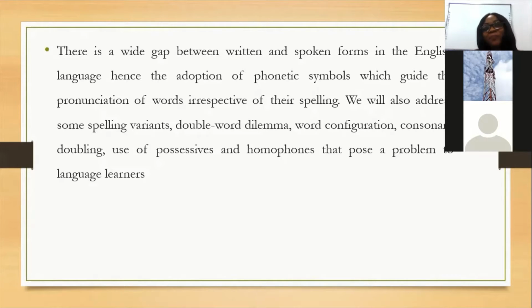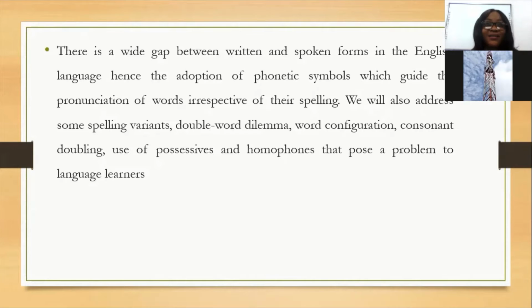So this gap, this discrepancy gave rise to the need for us to have what we call the phonetic symbol. Now, the phonetic symbol is a list of signs that guide the language learner on how to pronounce words. And you find these symbols being used in the dictionary. Right beside the entry, where you find the word in the dictionary, you'll find these symbols beside it, and your knowledge of the symbols will enable you to pronounce the word appropriately.